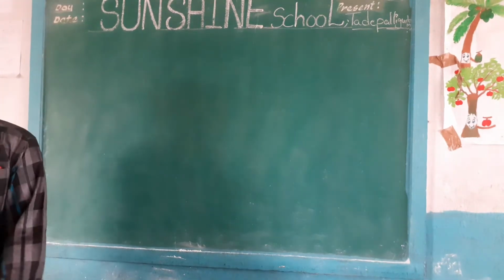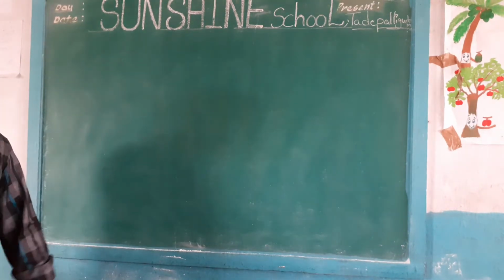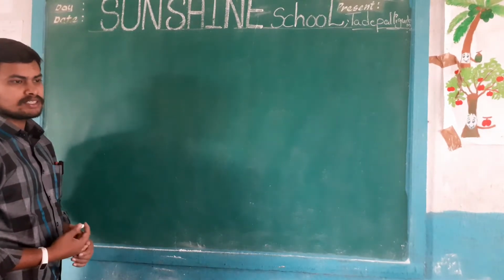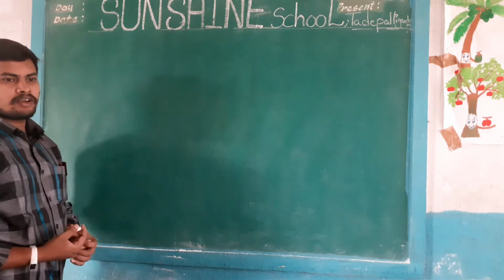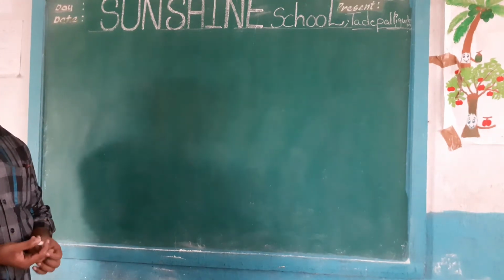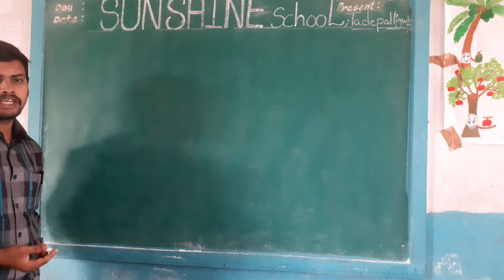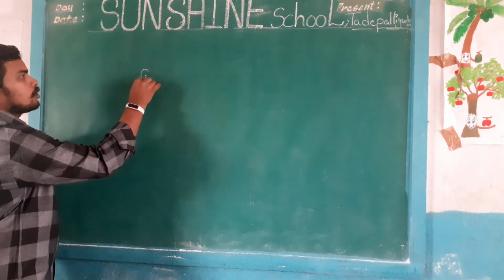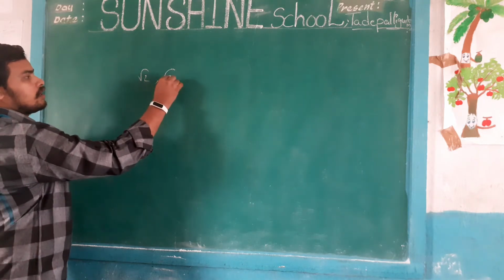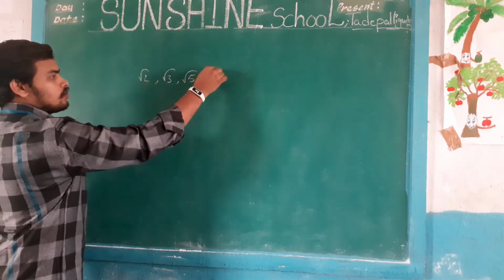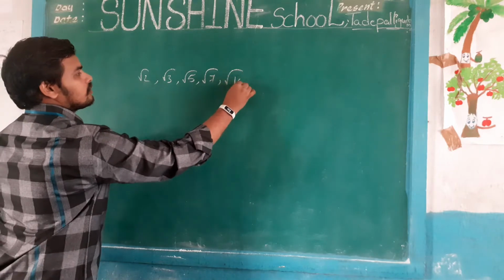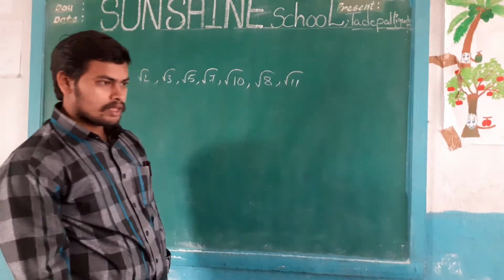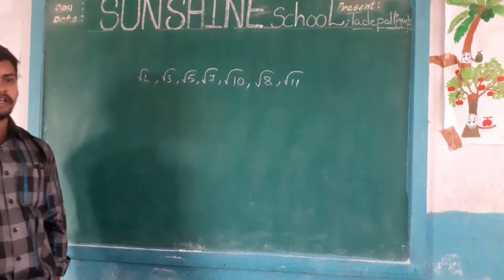Irrational numbers. Irrational numbers means the numbers which cannot be written in the form of p by q. Such numbers are called irrational numbers. So the best examples for irrational numbers are root 2, root 3, root 5, root 7, root 10, root 8, root 11. These are the best examples for irrational numbers.